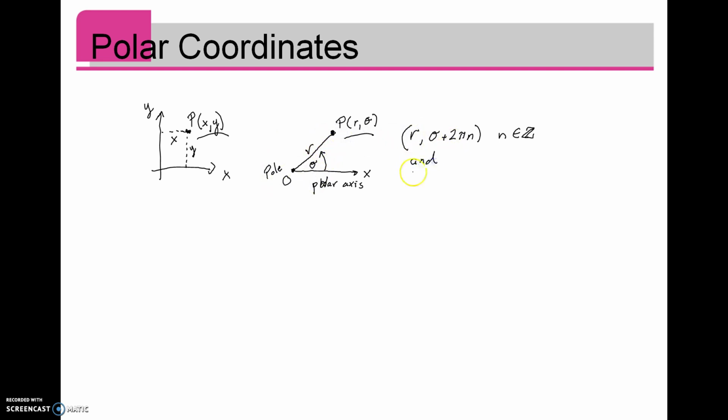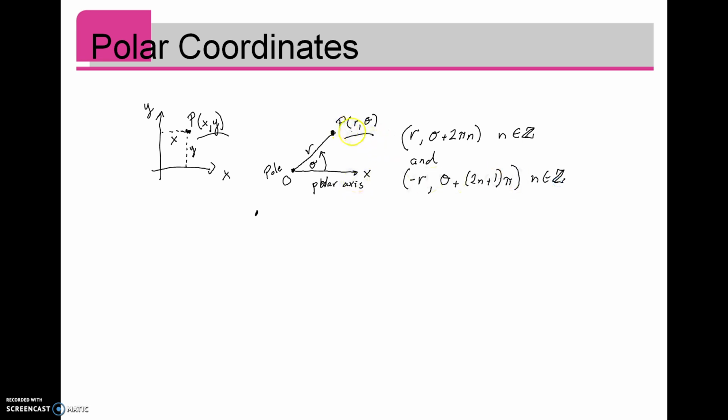And you could also represent this r, theta as negative r. The negative r would flip this point P down here, but then you've got to counteract that by moving theta another pi. So let's add 2n plus 1, which gives us an odd number, times pi. Again, n is an element of the integers.